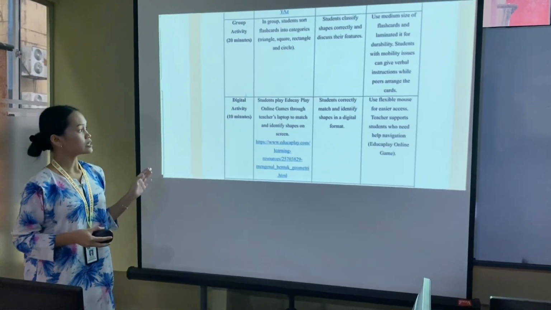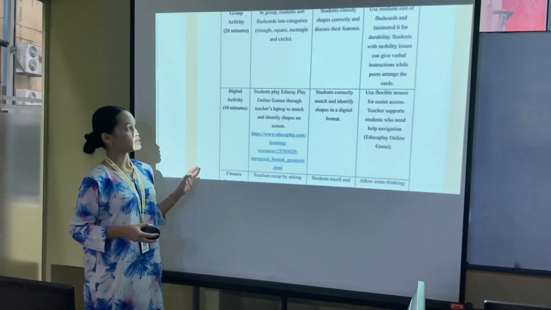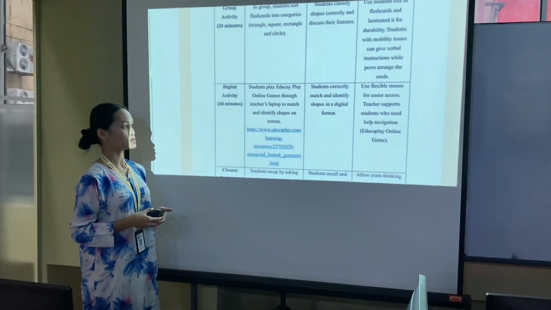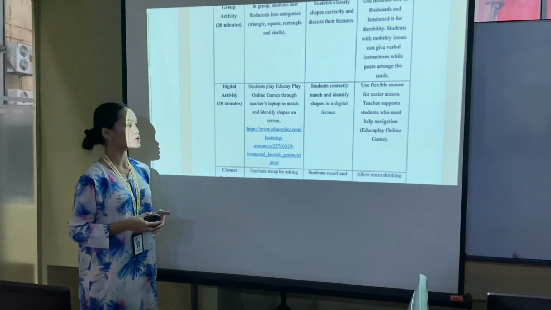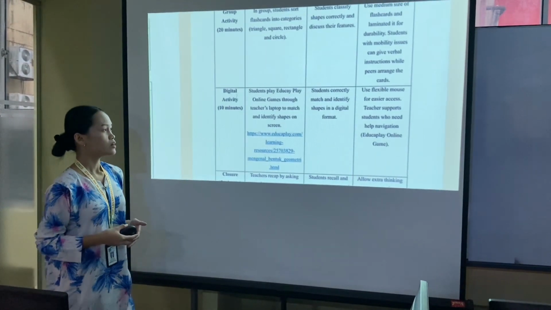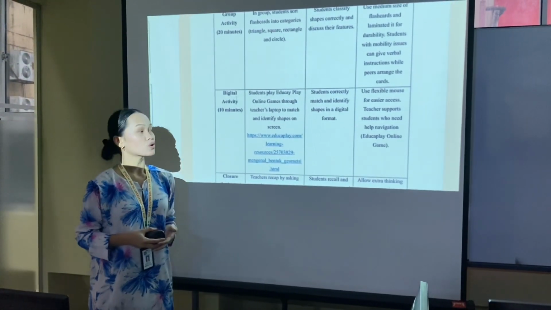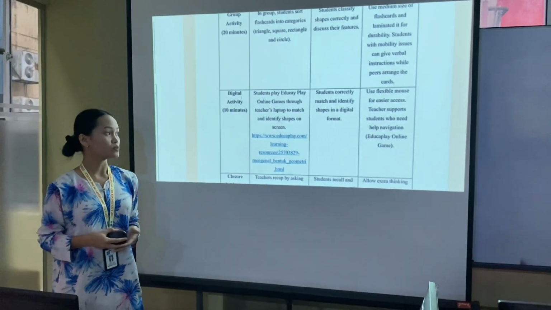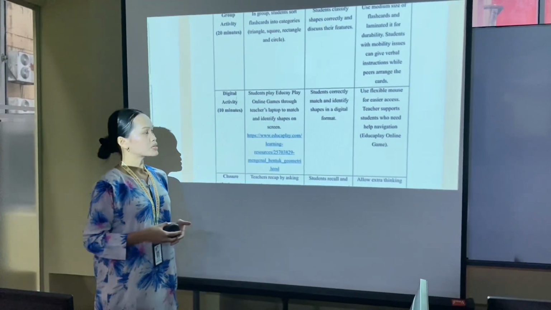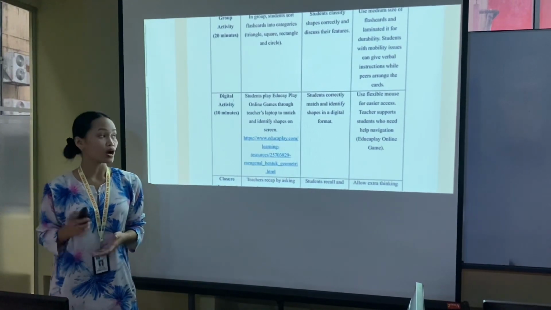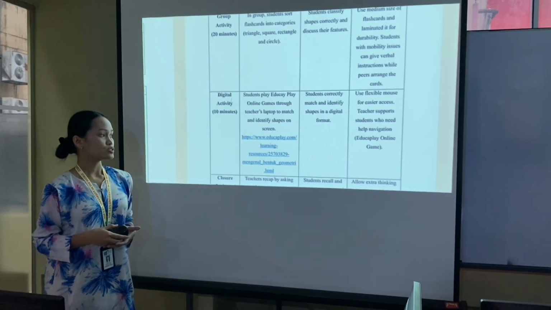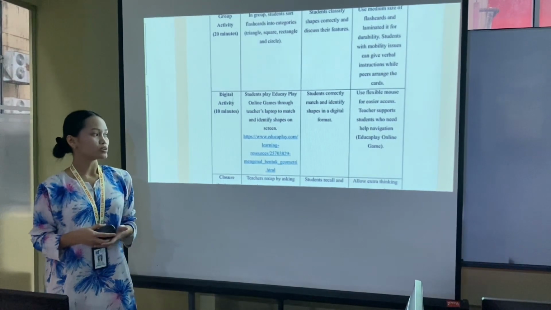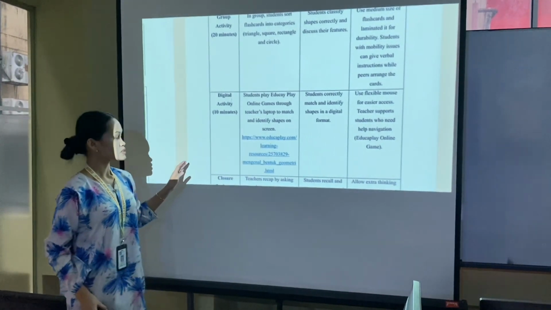For the digital activities, which is 10 minutes, students can play online games taught by the teacher to match and identify shapes on the screen. For the outcome, students can correctly match and identify shapes in digital form. For the material, we use a flexible mouse for easier access, and the teacher supports students who need help with navigation for the educational online games.